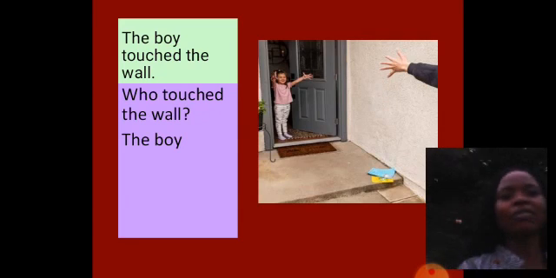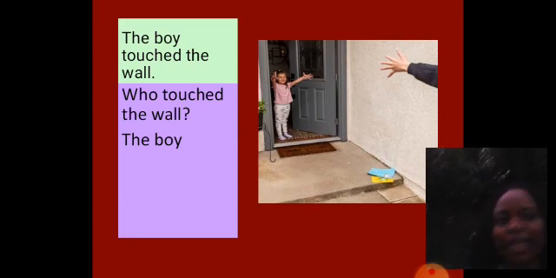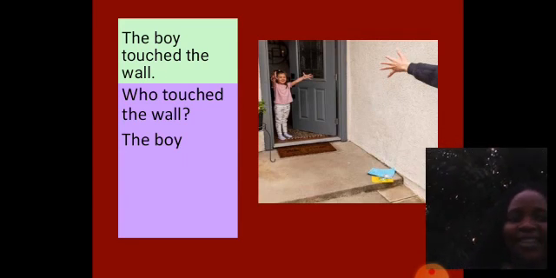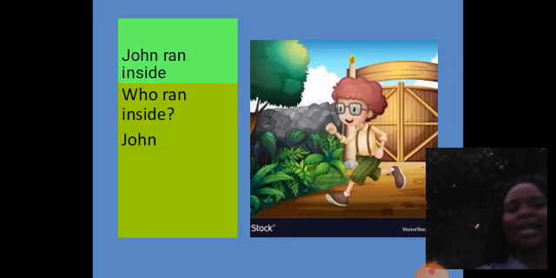Now let's look at the third example. Can we read together? Now let's go, friends. The boy touched the wall. The boy touched the wall. So now, who touched the wall? Or what touched the wall? What's the answer? Excellent. The boy touched the wall. So the boy is the naming part, the subject of the sentence.